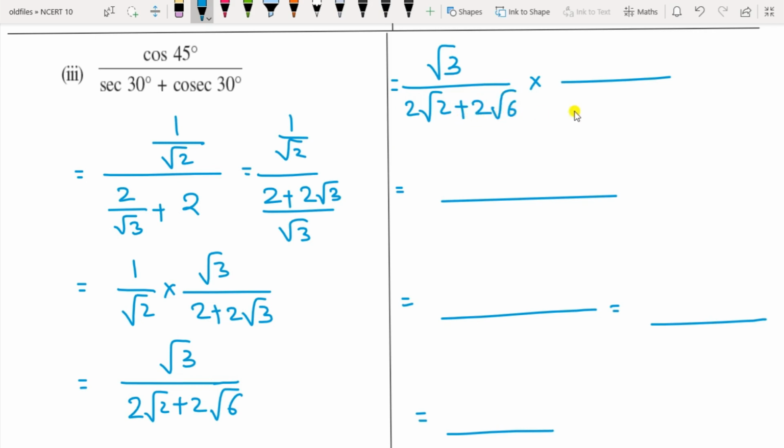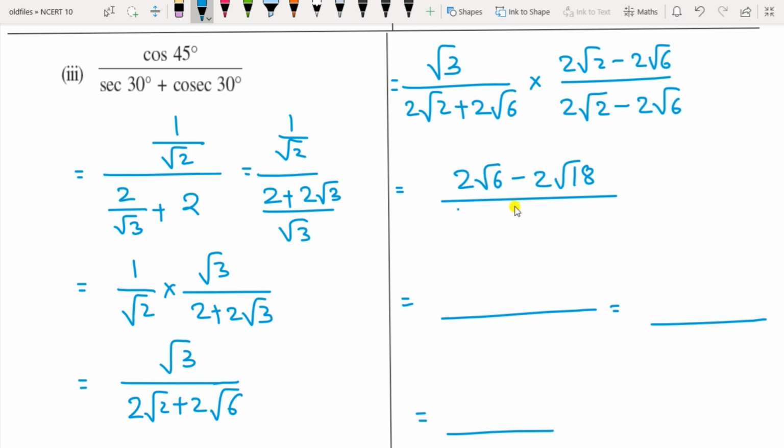Since this is addition here, you have to multiply the numerator and denominator by its opposite sign, that is negative. So it is minus 2 root 6, and here also 2 root 2 minus 2 root 6. For rationalizing, you have to do it this way. Now multiply the numerator. So this will be 2 root 6 minus 2 root 18 upon, this is a plus b, a minus b, so it will be 2 root 2 square minus 2 root 6 square.